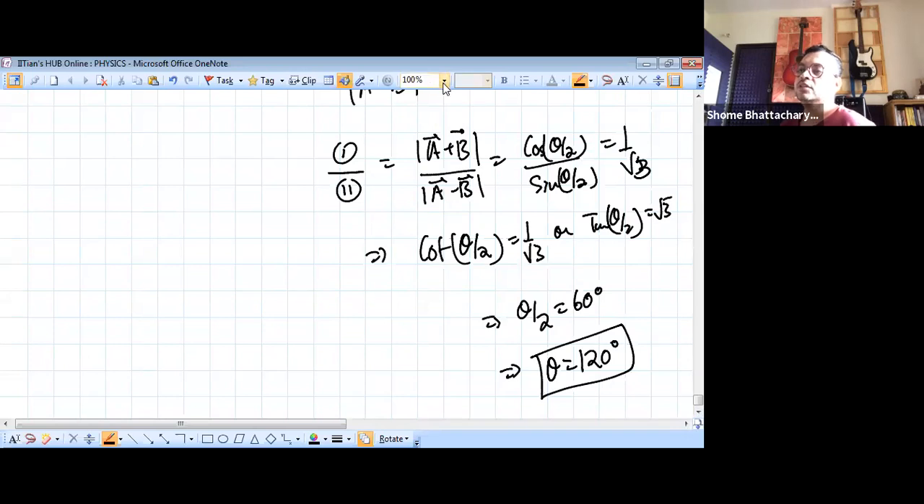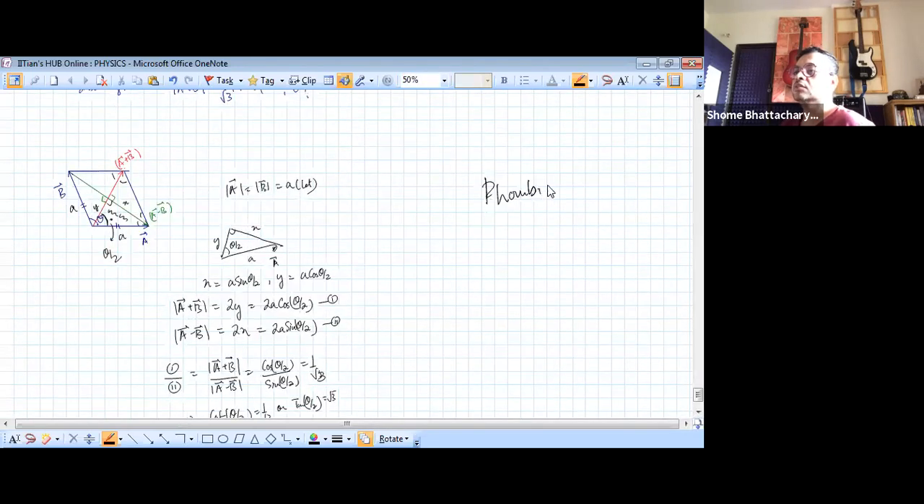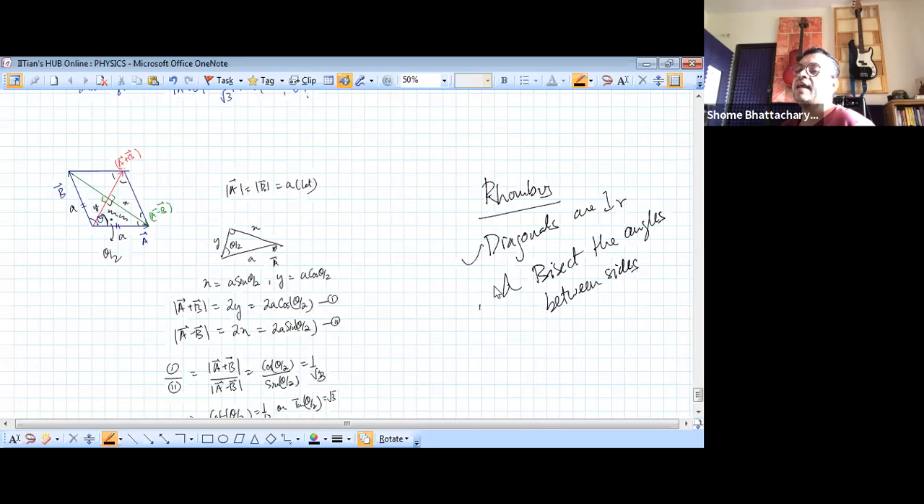So this is another way of doing the question, but doing it geometrically. So make use of the properties of the rhombus. So what are the properties of the rhombus? The diagonals are perpendicular, and they also bisect the angles between the sides. Or in other words, the diagonals are also the angular bisectors. So I'm making use of that also. Okay, understood? The geometrical method.